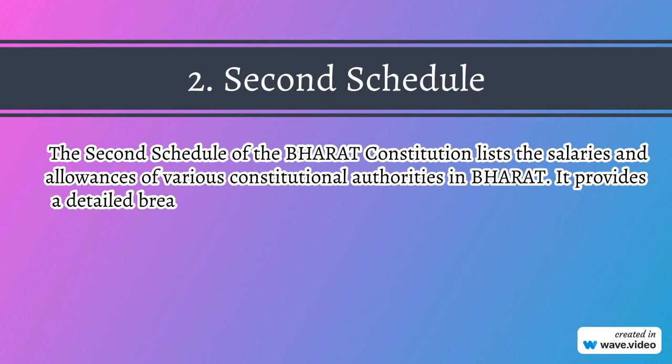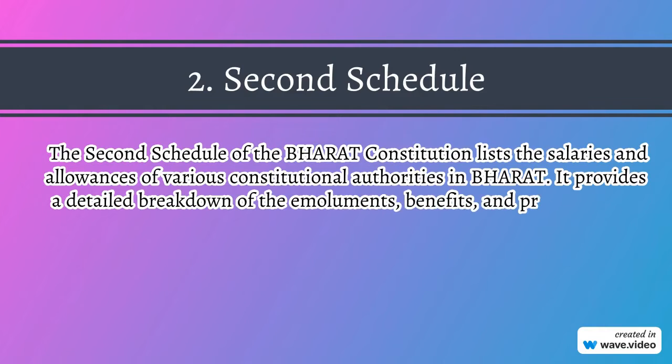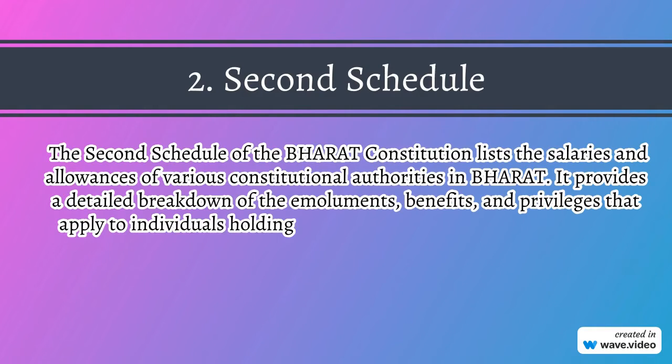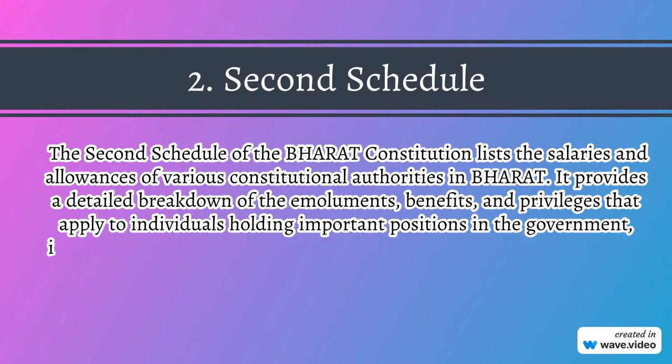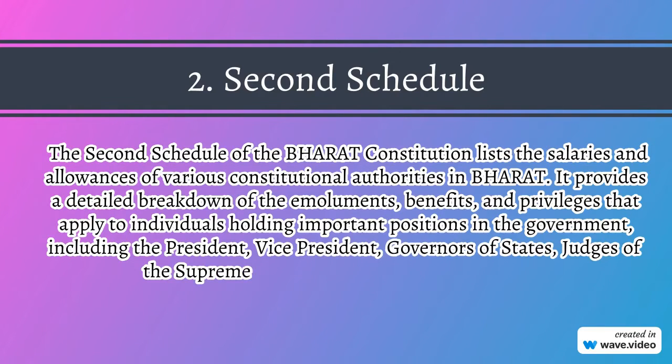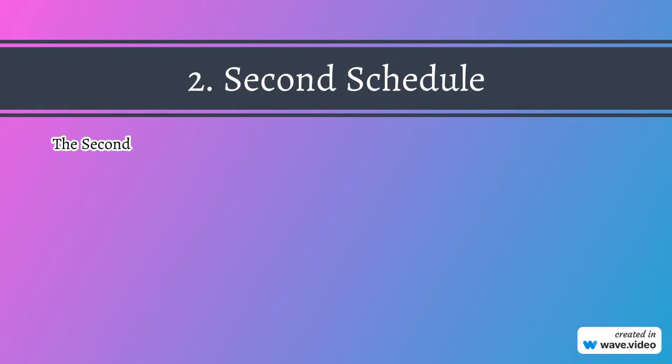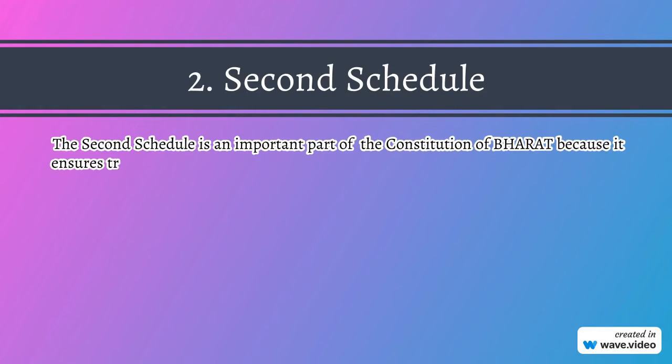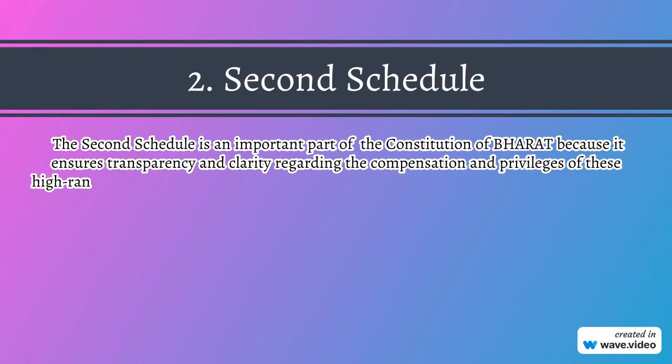Second schedule. The second schedule of the Bharat Constitution lists the salaries and allowances of various constitutional authorities in Bharat. It provides a detailed breakdown of the emoluments, benefits, and privileges that apply to individuals holding important positions in the government, including the President, Vice President, Governors of states, Judges of the Supreme Court, and Judges of High Courts. The second schedule is an important part of the Constitution of Bharat because it ensures transparency and clarity regarding the compensation and privileges of these high-ranking officials.